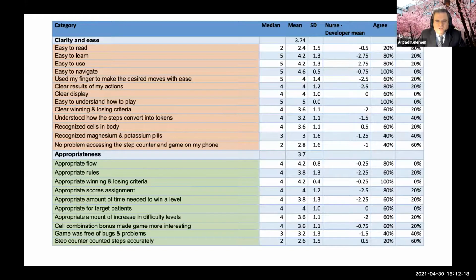So this is how the result of the survey looked. A total of 40 items grouped into 5 generic areas: clarity, ease, and appropriateness, listed on this slide. Everything is above 3, meaning positive, except a few lines.